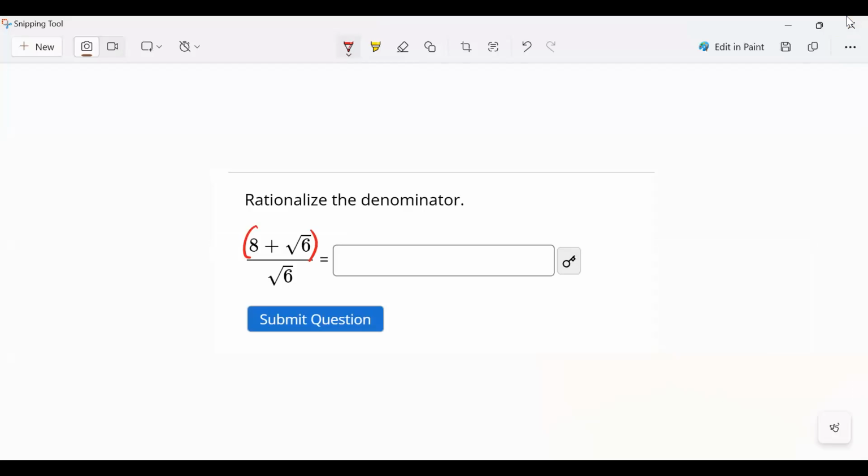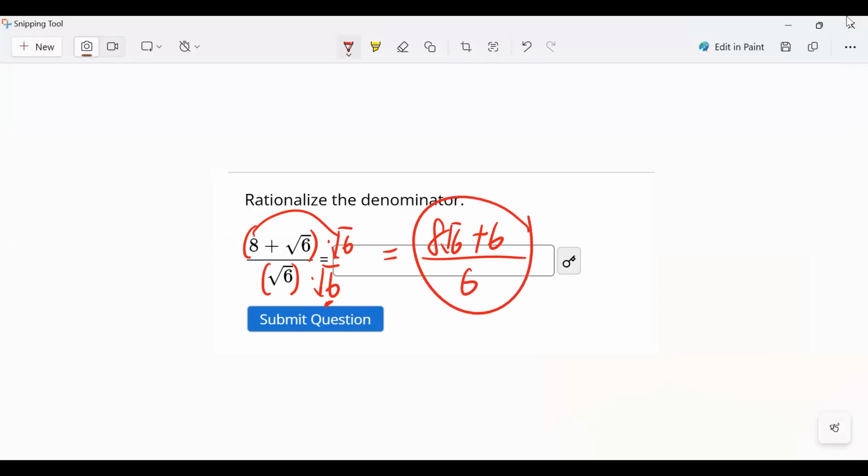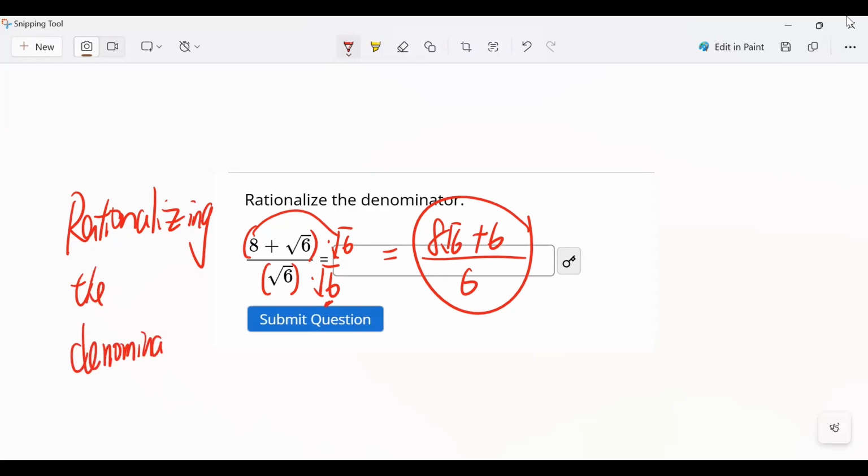So on top, you multiply by the square root of 6. On the bottom, you multiply by the square root of 6. And then the square root of 6 is called the conjugate. On top, we just get radical 6 plus 6. On the bottom is 6. And that's how you usually rationalize. This is called rationalizing the denominator. And this is very useful to get you ready for the calculus sequence. Rationalizing the denominator: multiply by the conjugate.